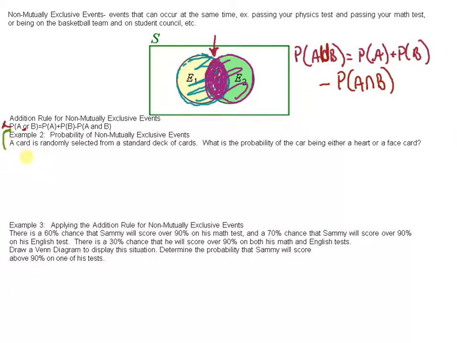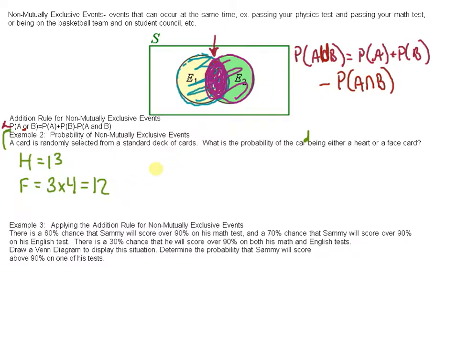Example 2. For this section, a card is randomly selected from a standard deck of cards. What is the probability of the card being either a heart or a face card? So, how many hearts are there? Well, there are 13 hearts and there are face cards. There are 3 face cards, Jack, Queen, King, and 4 suits. So there are 12 face cards.